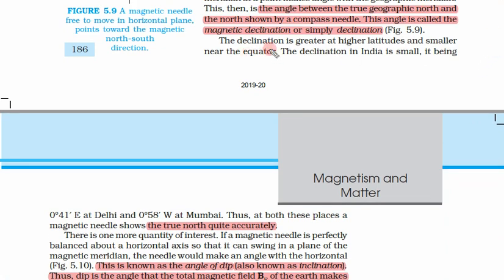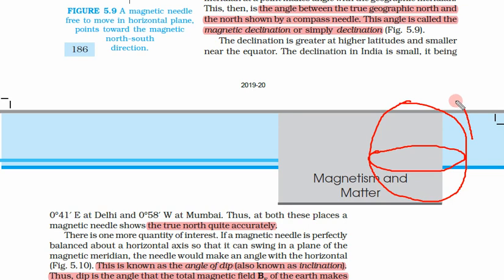Now the declination is greater at higher latitudes and smaller near the equator. So again let us see what the latitudes are. We have seen these kinds of circles are called latitude circles. As we go up, that means higher latitudes, this declination will increase, and this is near the equator.